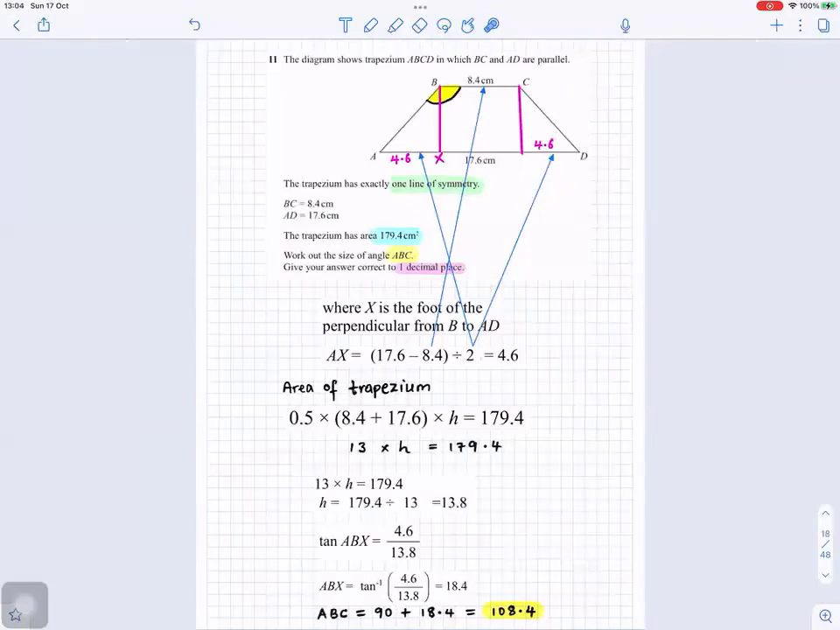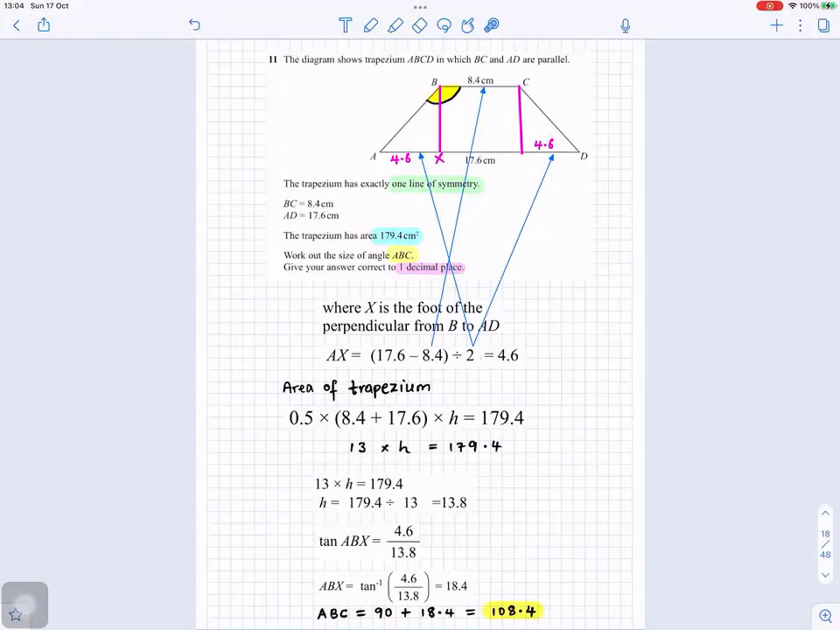The diagram shows trapezium ABCD in which BC and AD are parallel. The trapezium has exactly one line of symmetry. BC is 8.4, AD is 17.6. The trapezium has area of 179.4 centimeters squared. Work out the size of angle ABC. Give your answer correct to 1 decimal place.